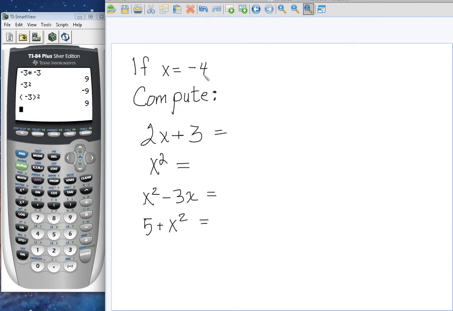Let's let x equal negative 4, and I'd like you to compute each of the following. Stop the recording for a moment, do the problems, and then we'll check answers.